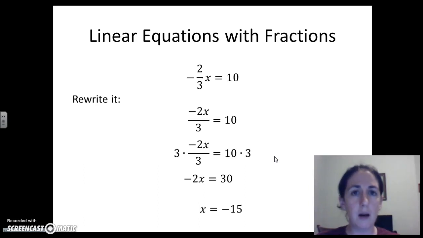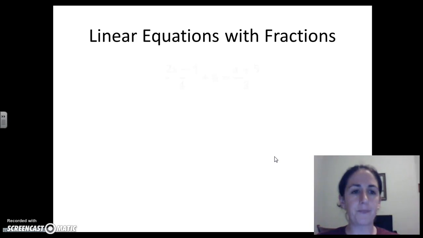Let's try another one a little more in depth with fractions. For example, (2x minus 4) all over 4 plus 6 equals (x plus 5) all over 3.